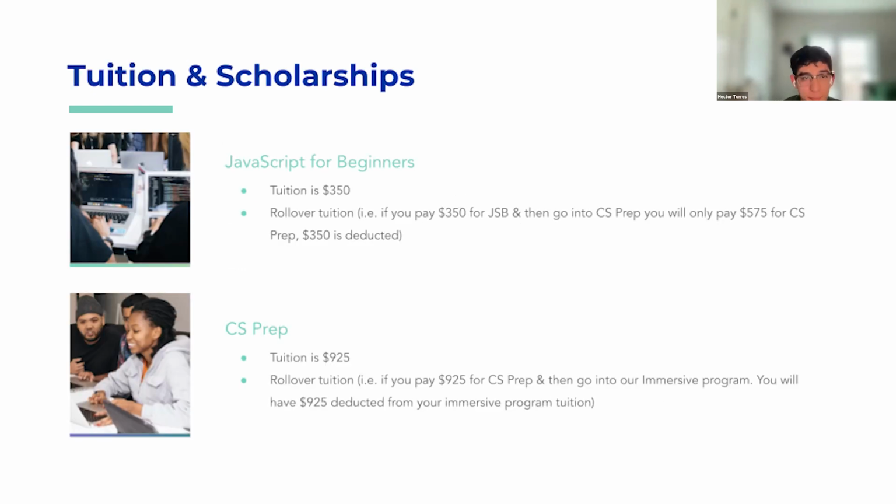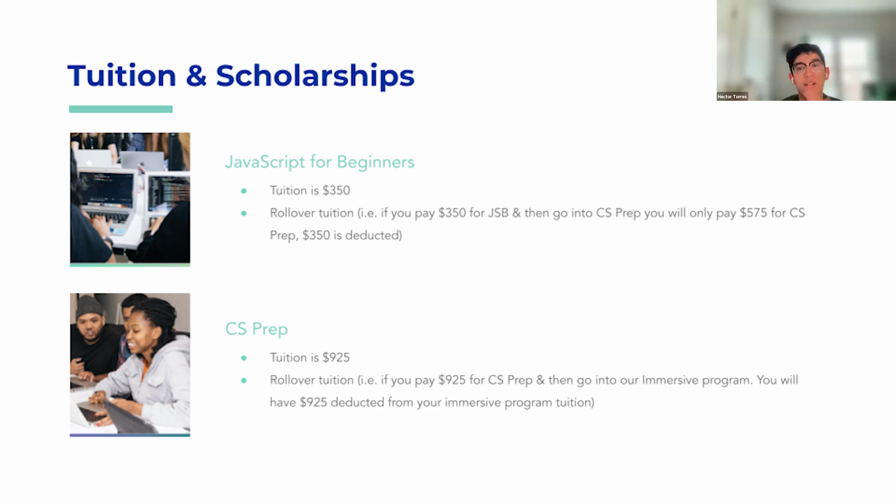Cool, so tuition and scholarships. For JavaScript for Beginners, our tuition is $350. I'll explain this rollover tuition in a little bit. It's easier to explain after CS Prep. So the tuition for CS Prep is $925. That includes the $350. What the rollover means is your JSB tuition rolls over into CS Prep. So $925 is the price for JSB and CS Prep together.